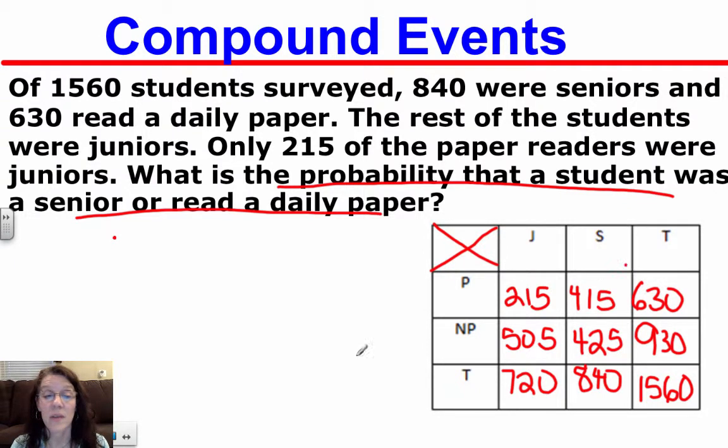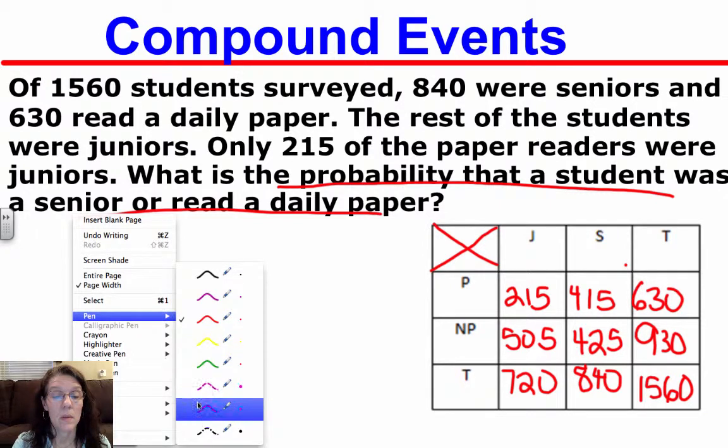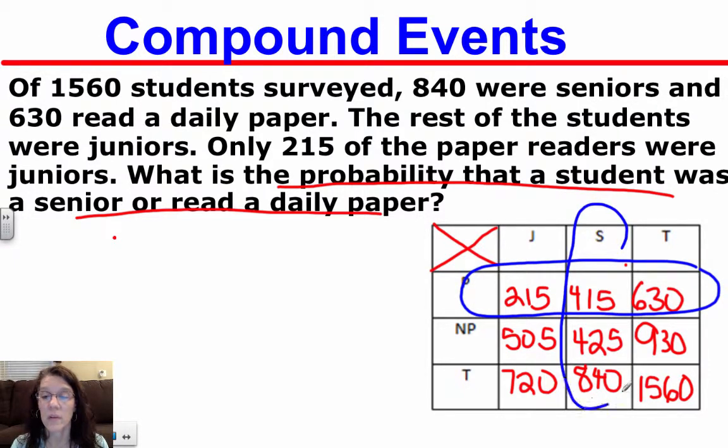What I like to do is circle the two columns that I'm talking about. I want to know how many either read a paper or were a senior. And this helps me out greatly. All right, how many read a paper? 630 out of 1,560 read a paper.